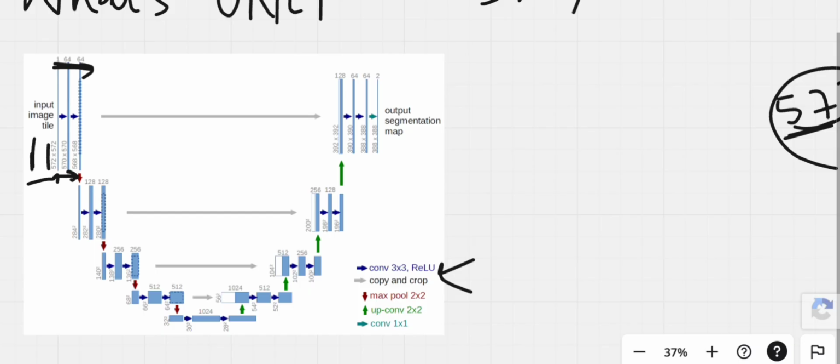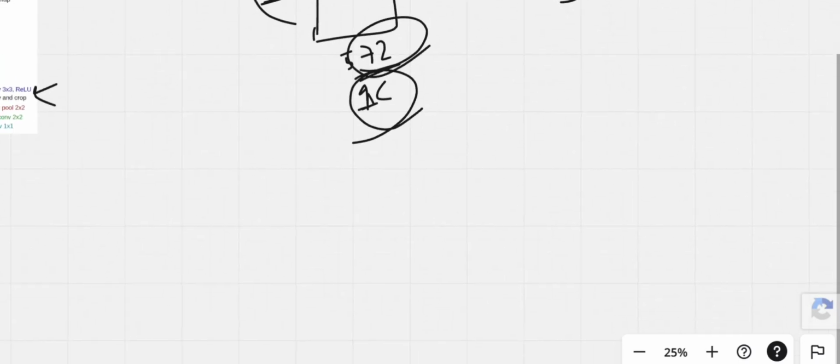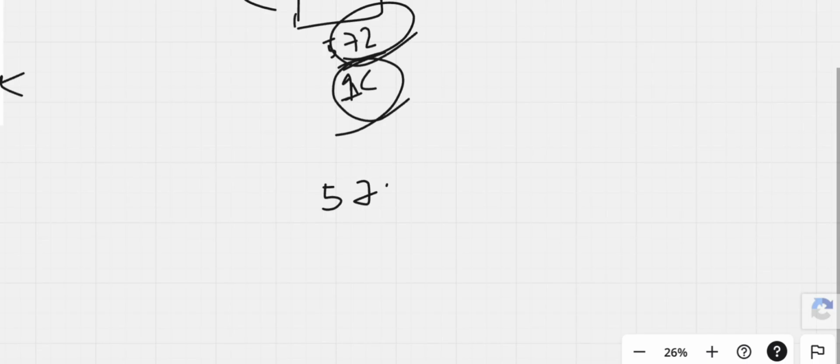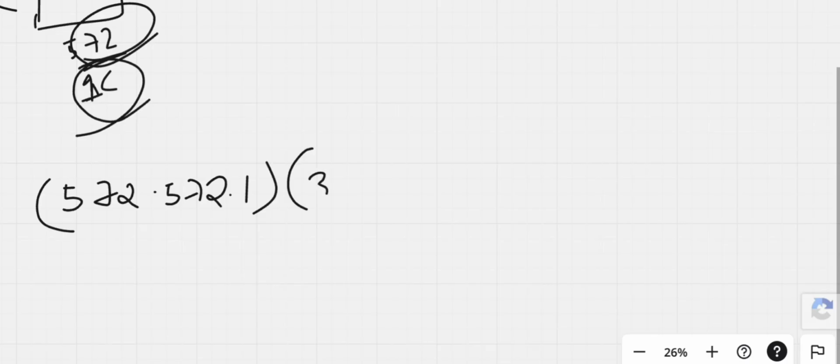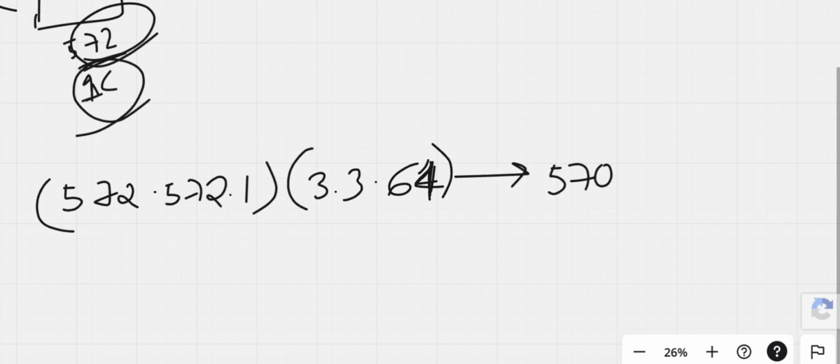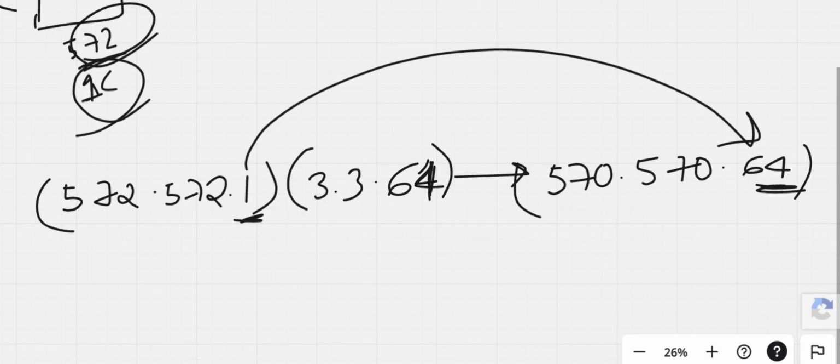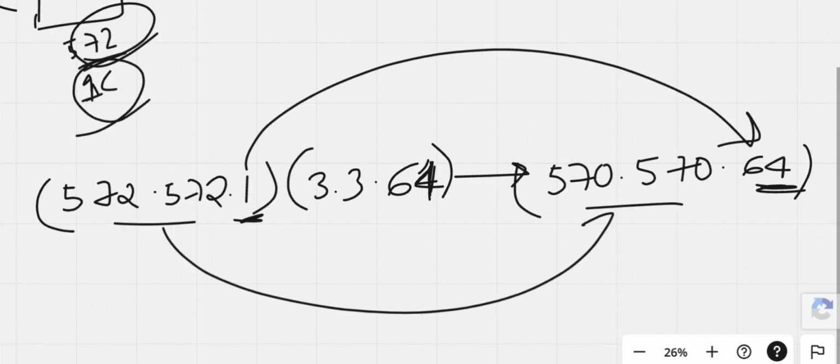It's a kind of filter. To represent it dimensionally, we have an input of 572 cross 572 into 1, that is channels. And this is a convolutional filter, 3 by 3 by 64. This is a convolutional layer, that's a filter. The output which we get after applying this convolutional filter is 570. It reduces by 2. Now the number of channels becomes 64. Initially it was 1. Channels got increased, and the spatial dimensions got decreased.